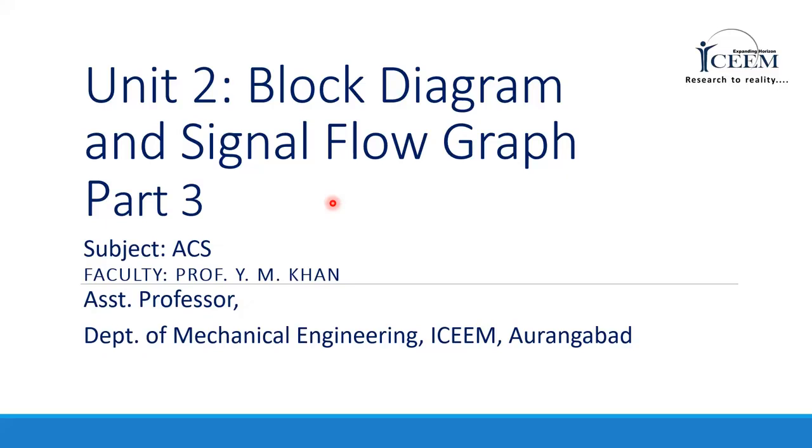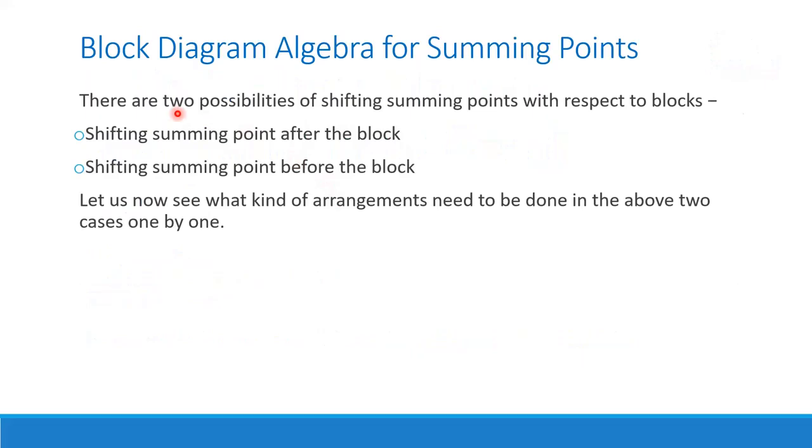Let us begin. Whenever we see a summing point in a block diagram, a summing point is a point at which a number of inputs come together and there is one output. The incoming inputs may be positive or negative, but there is only one output from this summing point, and it is represented with a circle with a cross.